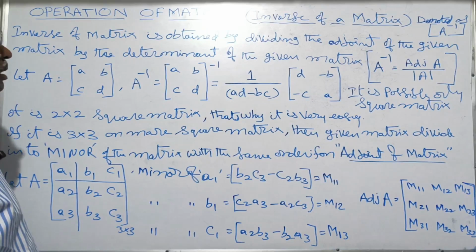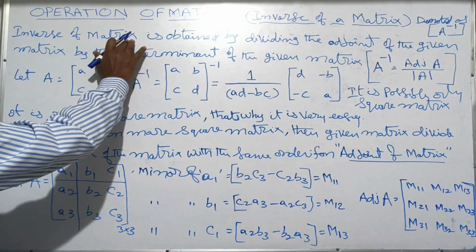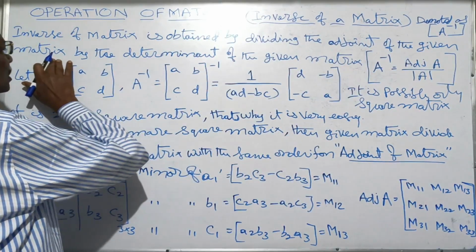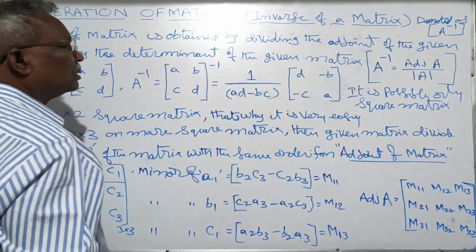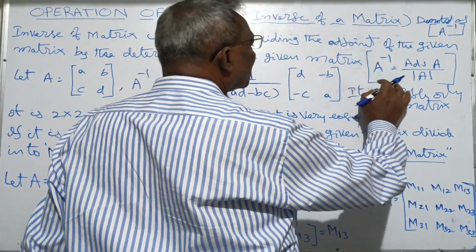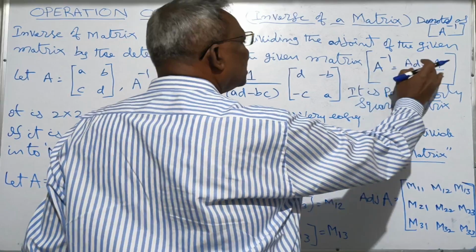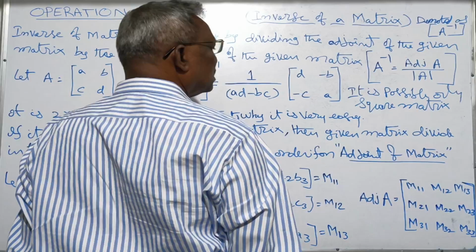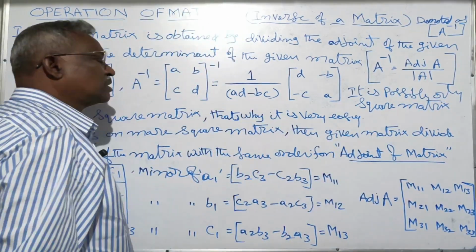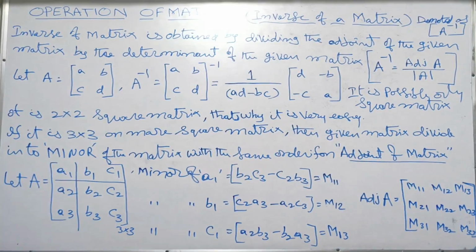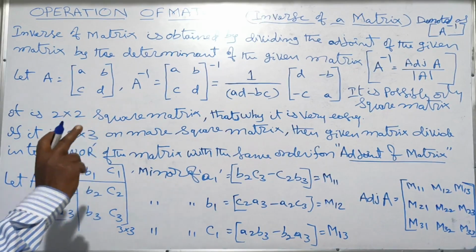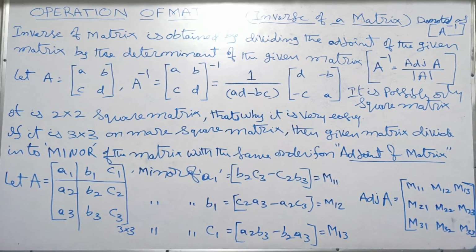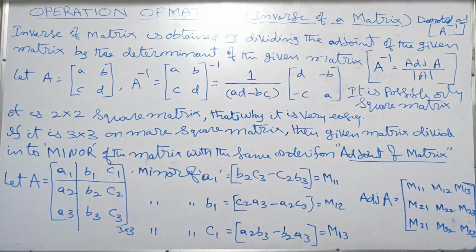Okay friends, repeating again, the inverse of a matrix is obtained by dividing the adjoint of the given matrix by the determinant of the given matrix. Next, the inverse matrix is obtained by dividing the adjoint matrix by the determinant of the given matrix. This is the formula. Next, to find the inverse matrix, there are two conditions. Number one, it is a square matrix. Number two, its determinant is not equal to 0.